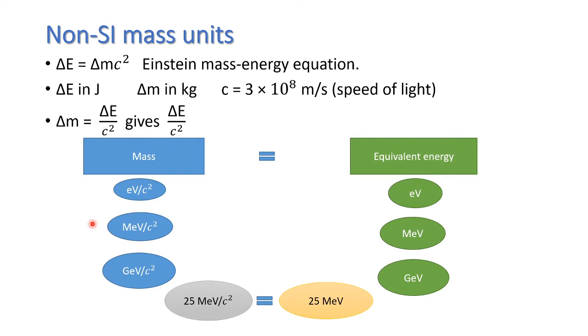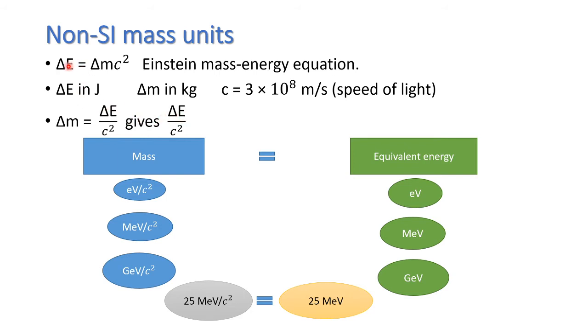Another important thing for you to know is non-SI mass units. We know the SI mass unit is the kilogram, but there are two or three non-SI mass units involved in atomic calculations and energy calculations. The basis of these non-SI mass units is Einstein's equation, ΔE = Δm c². If we make Δm the subject, we get Δm = ΔE/c². That is used to describe the non-SI mass unit.